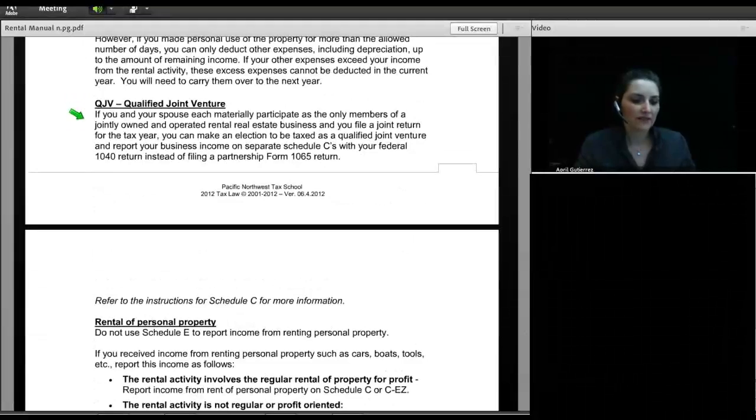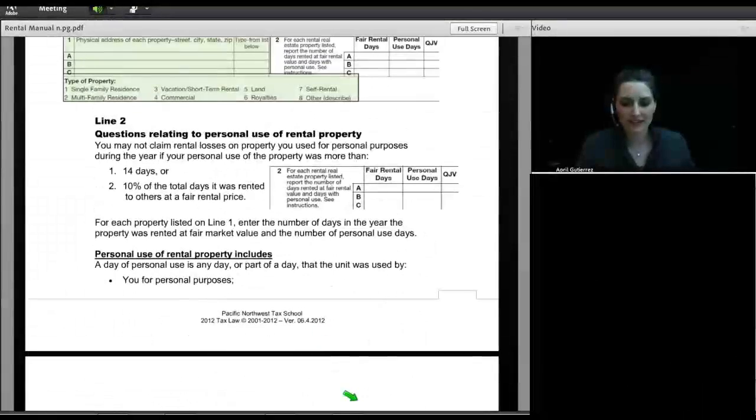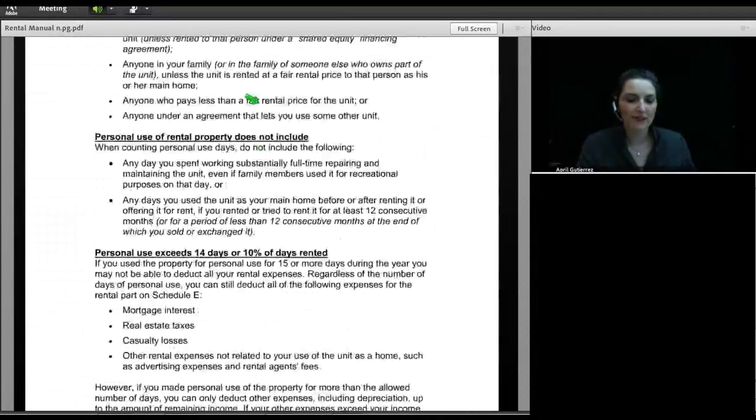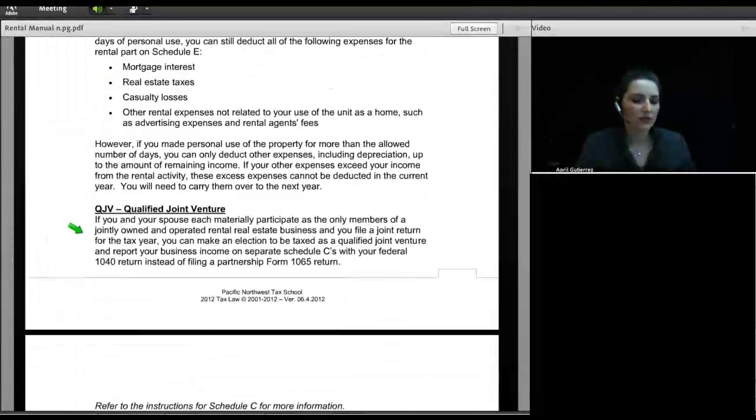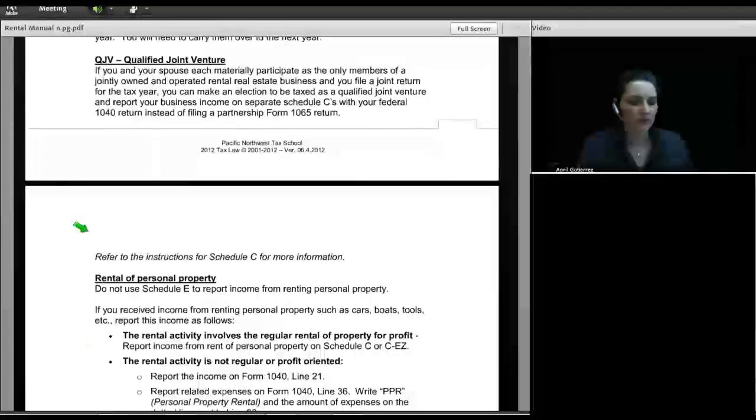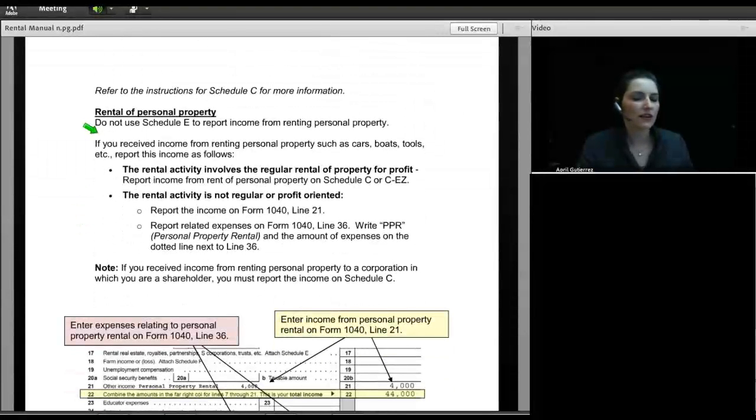Qualified joint venture. That's a head-scratching thing. What is that? Right here, QJV. Really, it's a self-employment issue and has little to do with most rental properties. QJV stands for Qualified Joint Venture. If you and your spouse each materially participated as the only members of a jointly owned and operated rental real estate business, and you file a joint return for the year, you can make an election to be taxed as a qualified joint venture and report your business income on separate Schedule Cs with your federal 1040 instead of filing a partnership return. So we'll get into the definition of a rental real estate professional or a real estate professional later today.